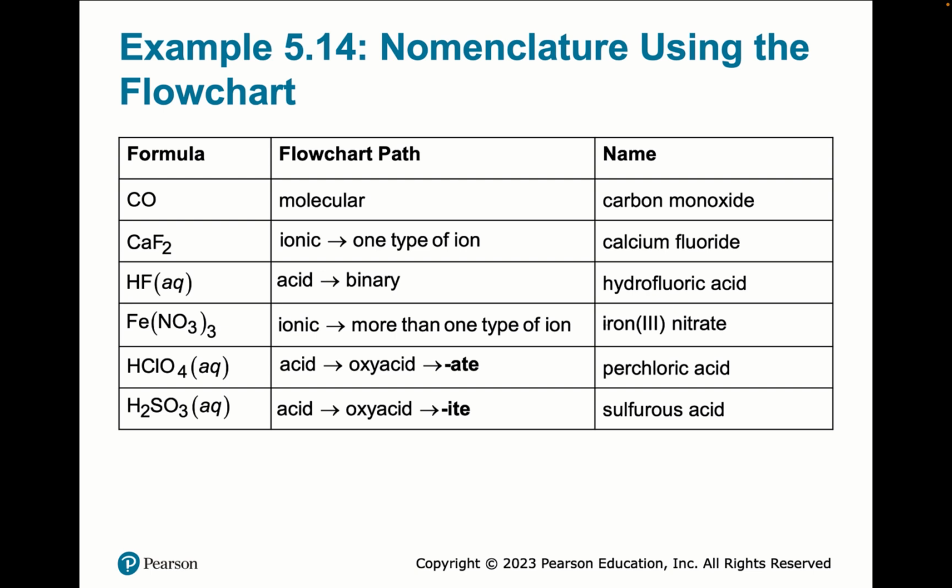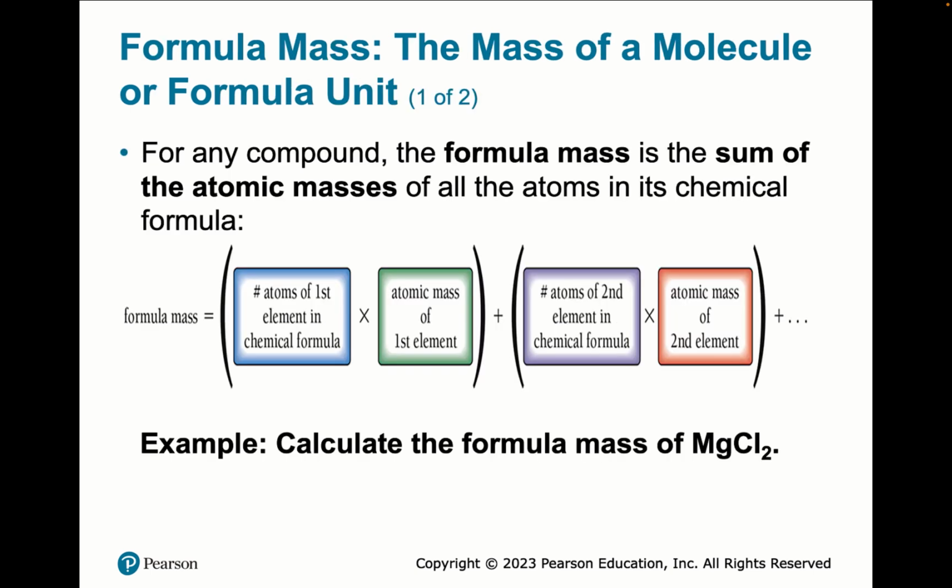And then, it has the H first, so it's an acid. It's an oxyacid, and it's an ate. ClO4 is perchlorate, so this is perchloric acid. And same thing here, it's an oxyacid, and SO3 is sulfite, so we call it sulfurous acid. And you could follow the chart on the previous page to know this.